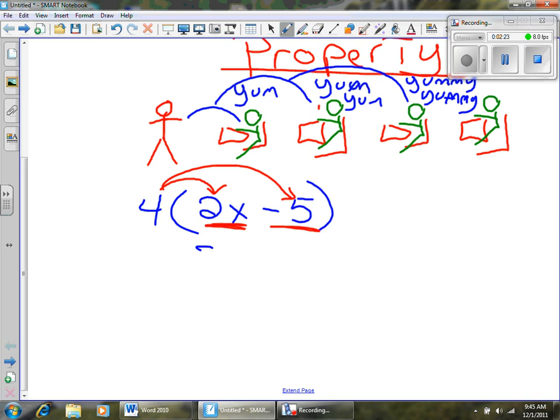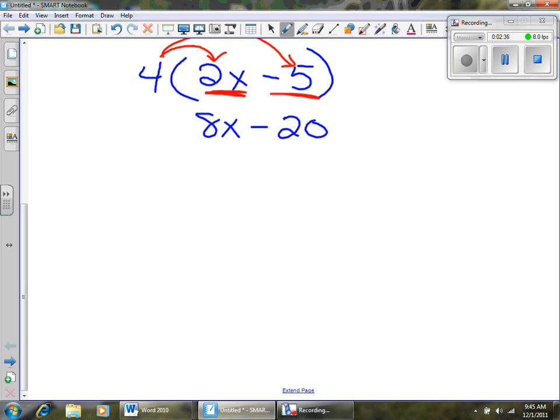4 times 2x is 8x. 4 times 5 is negative 20, because there's a negative there. Notice I'm not solving for x in this case. We will do some examples where we do solve for x. All right, let's try this one.